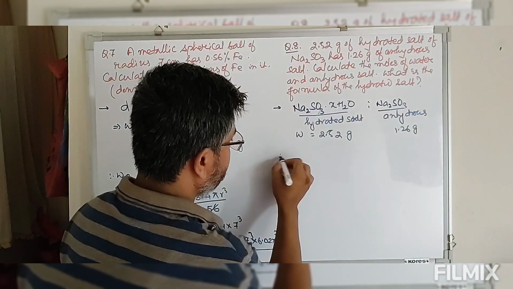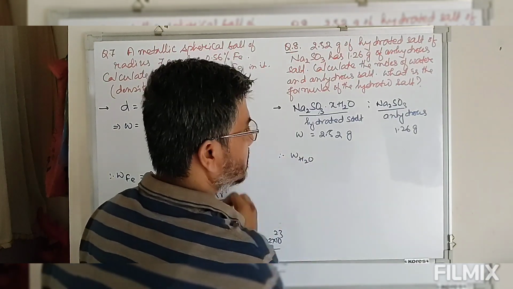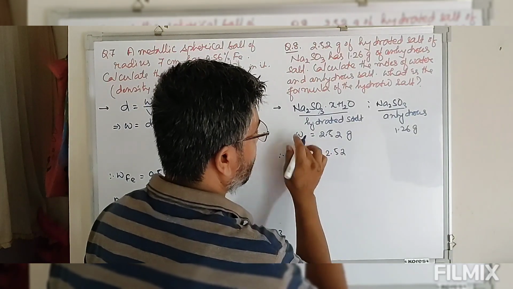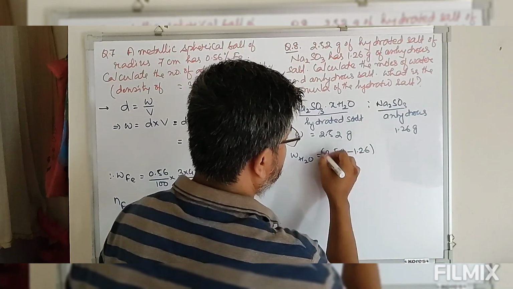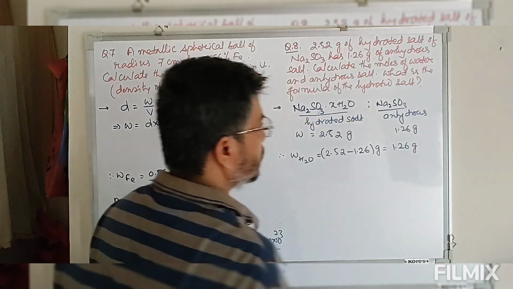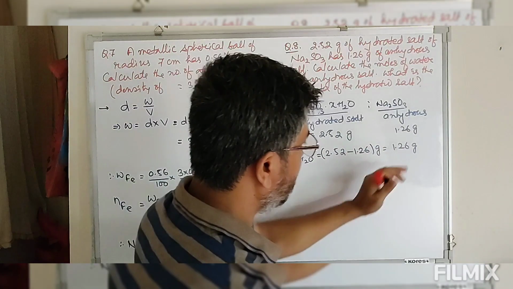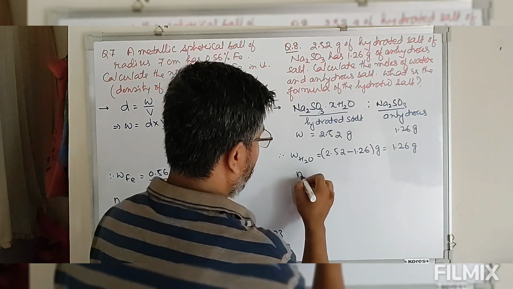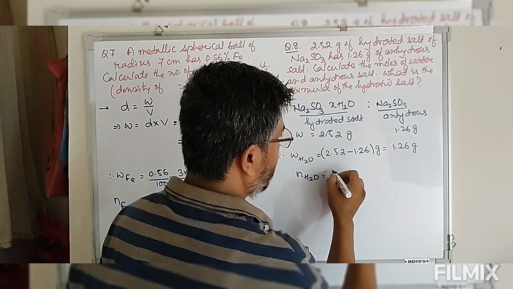So therefore the mass of water is the total mass, that is the hydrated salt mass, minus the mass of anhydrous salt. So this comes out to be 1.26 gram. So the mass of anhydrous salt is 1.26 and the mass of water is also 1.26. So the number of moles of water will be equal to mass divided by gram molecular mass.